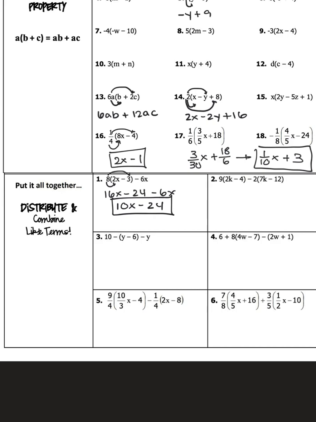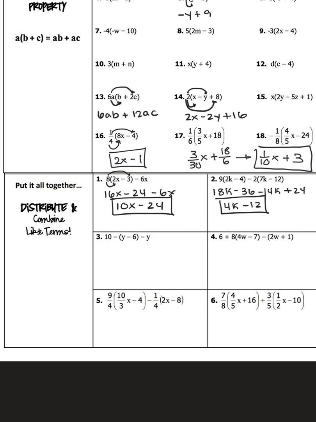Now looking at number 2, again I have to distribute twice here, but it's still distributing and then combining like terms. So distributing my 9 to my 2k and my negative 4, I get 18k minus 36. Then I'm going to distribute my negative 2 and I get negative 14k plus 24. I have 18k and a negative 14k, which gives me 4k. I have a negative 36 and a positive 24, combining that, I get negative 12.